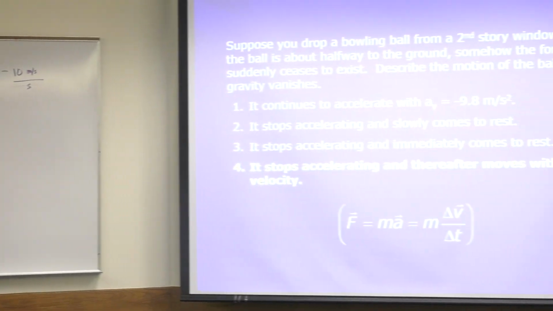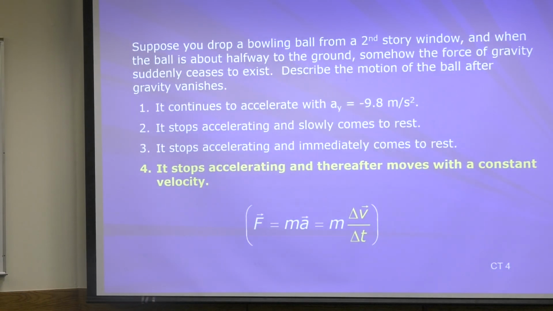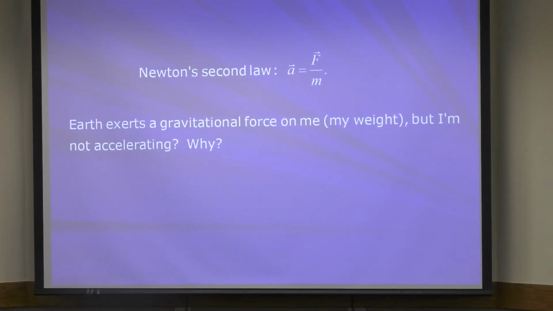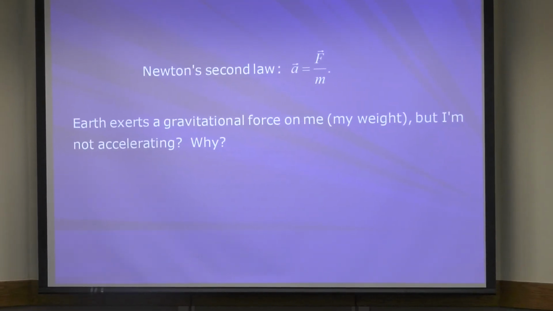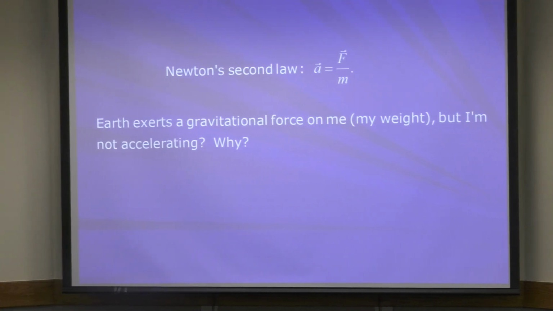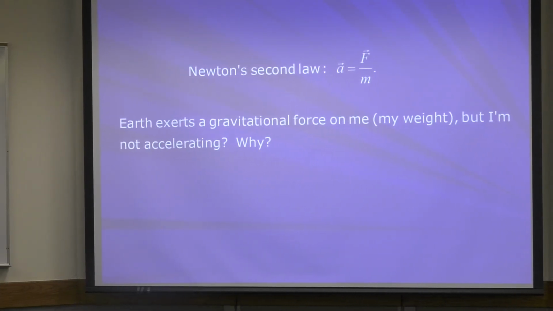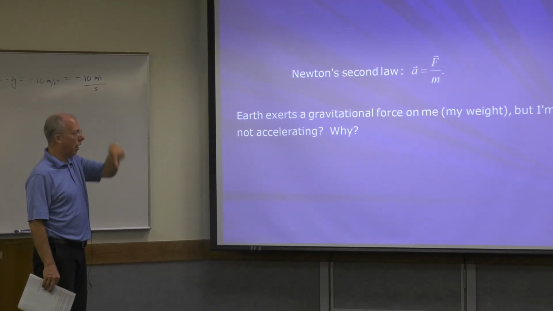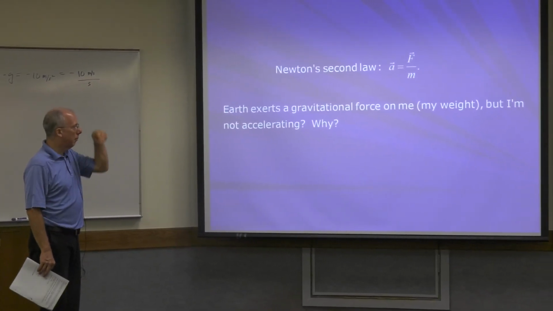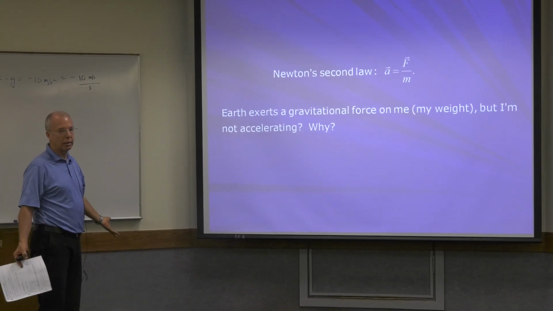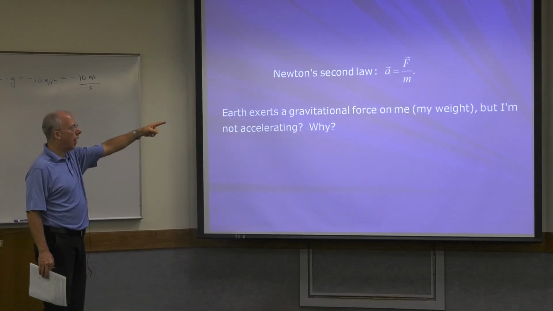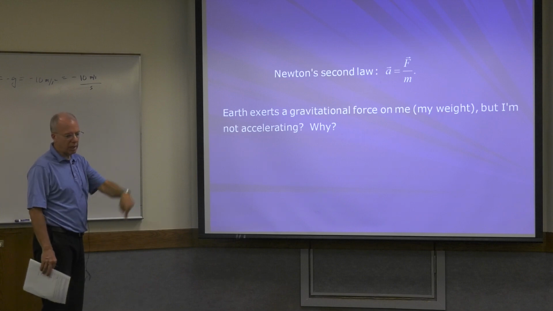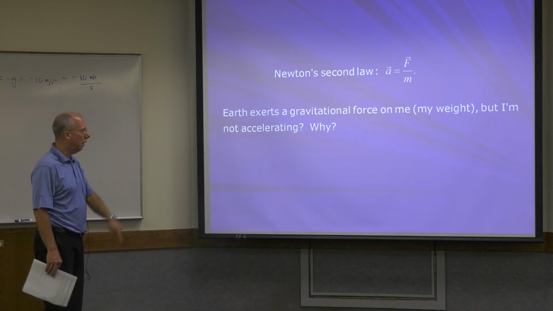Okay, let's talk about something else. Let's talk about something called the normal or the perpendicular force. So here's a question for you. Newton's second law, F equals ma, or a equals F over m, whatever you like. Here I am. Earth is exerting a gravitational force on me, my weight. But I'm not accelerating. According to Newton's second law, if there's a downward force on me, I should be accelerating down. Well, I'm not. Why?